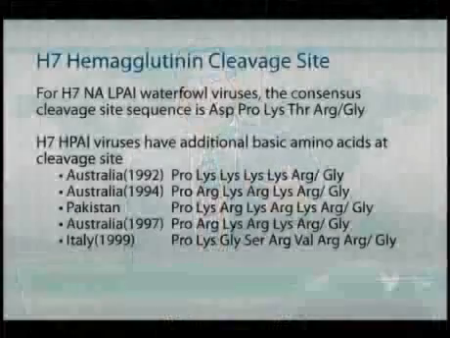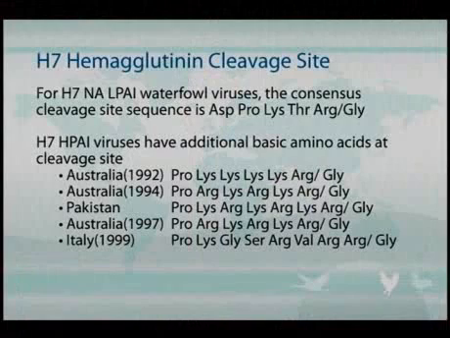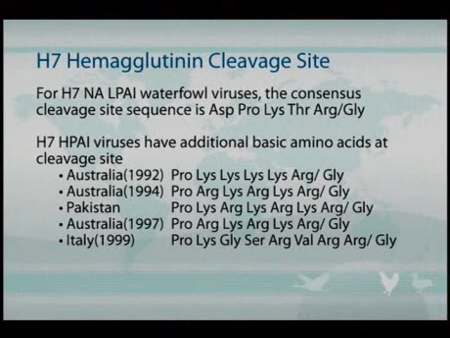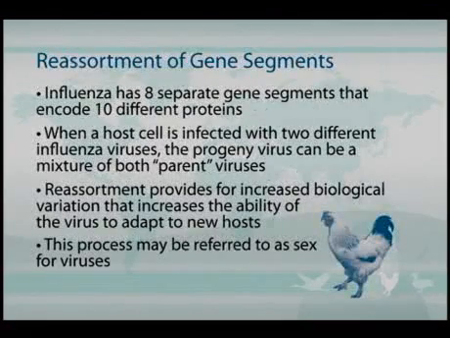With H7, we see really the same pattern, although there is a little bit of difference because the sequence is different between H5s and H7s. Again, we typically will see 2 basic amino acids with low-path AI waterfowl viruses. The only difference is that with high-path AI viruses, we've always seen insertions of basic amino acids. It's not only that you need basic amino acids, but you also need insertions of amino acids for the virus to become high-path. Now, I'd already mentioned that reassortment in gene segments is very important.